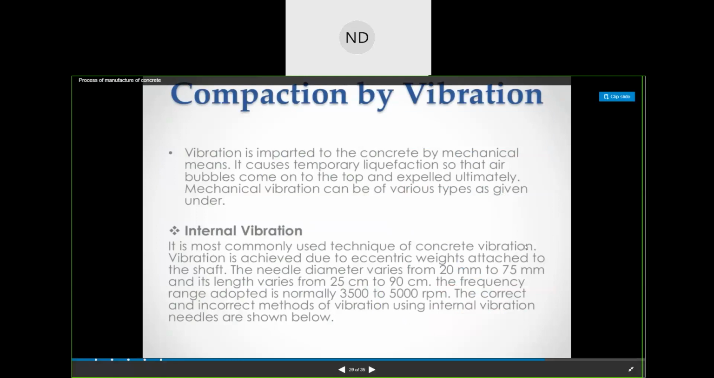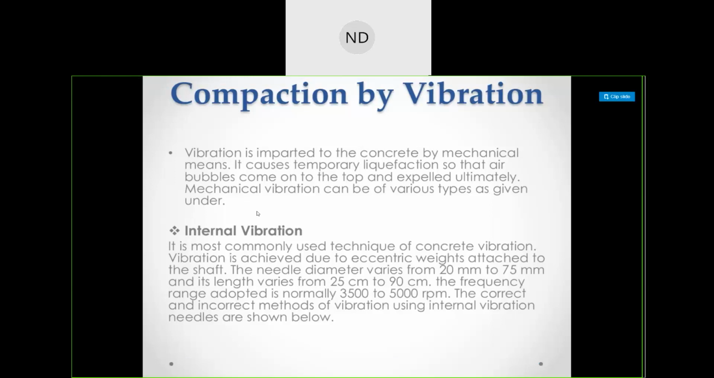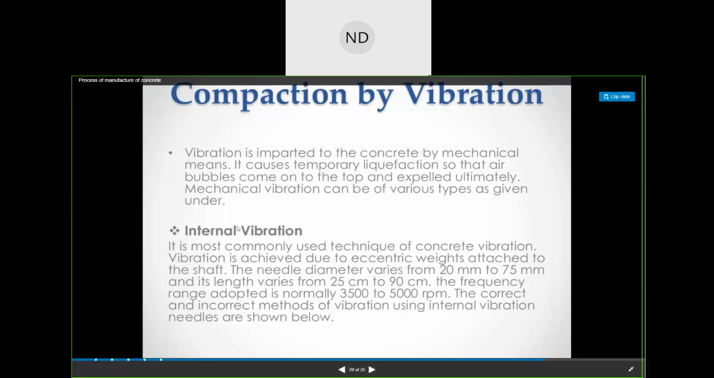Internal vibration means what? We achieve this by placing the vibrator inside the concrete, and after placing it, we vibrate it so that it enters to the specified point and expels the air. Vibration is achieved due to eccentric weights attached to the shaft. The needle diameter varies from 20 mm to 75 mm and its length varies from 25 centimeter to 90 centimeter. The frequency range adopted is normally 3500 to 5000 revolutions per minute.